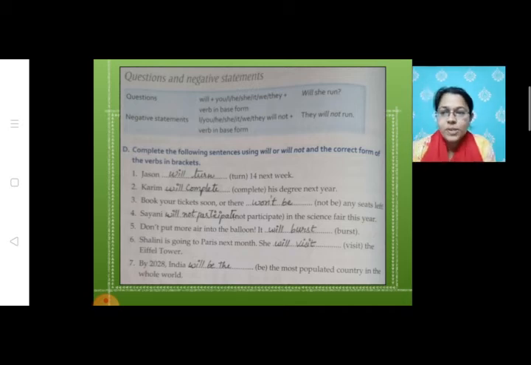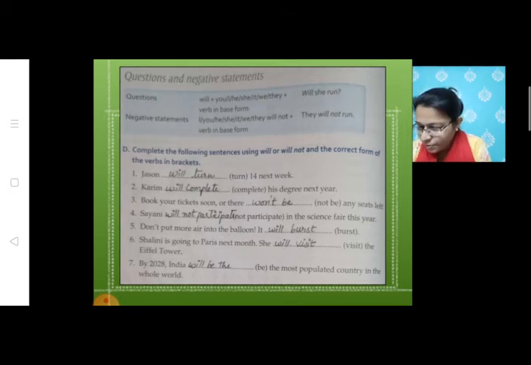Let's see the fifth sentence. Don't put more air into the balloon. It ___ burst. So here it's a positive sentence, and so we'll just add will along with it. Don't put more air into the balloon. It will burst. If you notice, students, we have used the base form of the verb, and it is the same word which is given in the bracket, because all those verbs are in present tense, that is the base form.